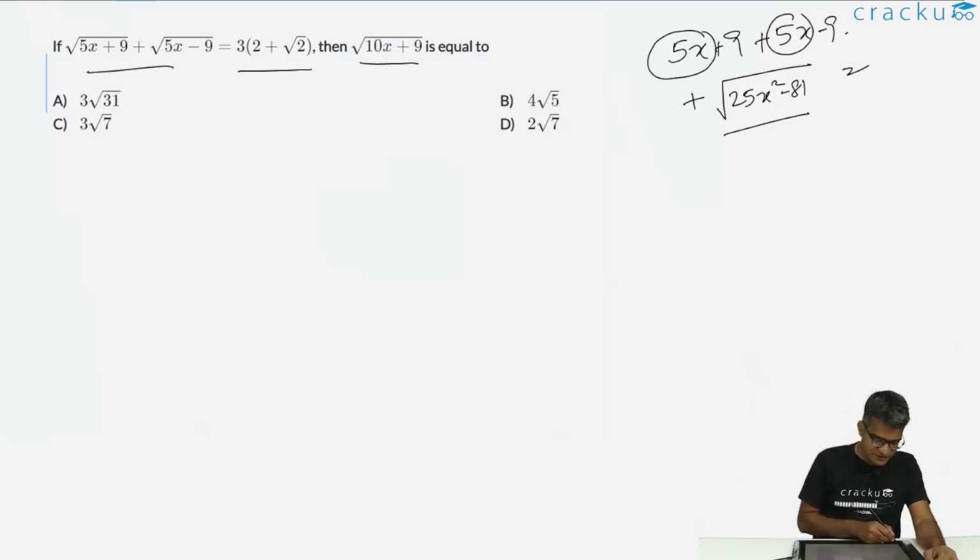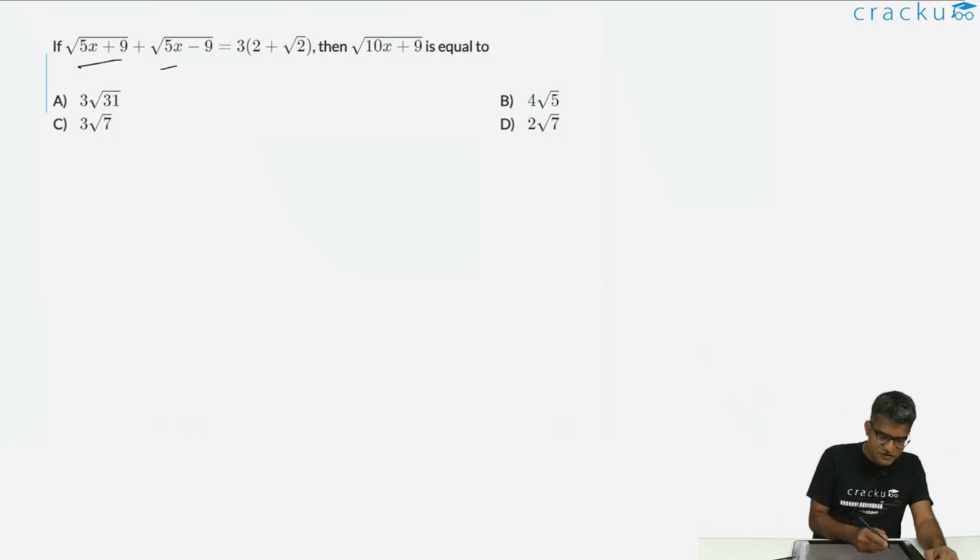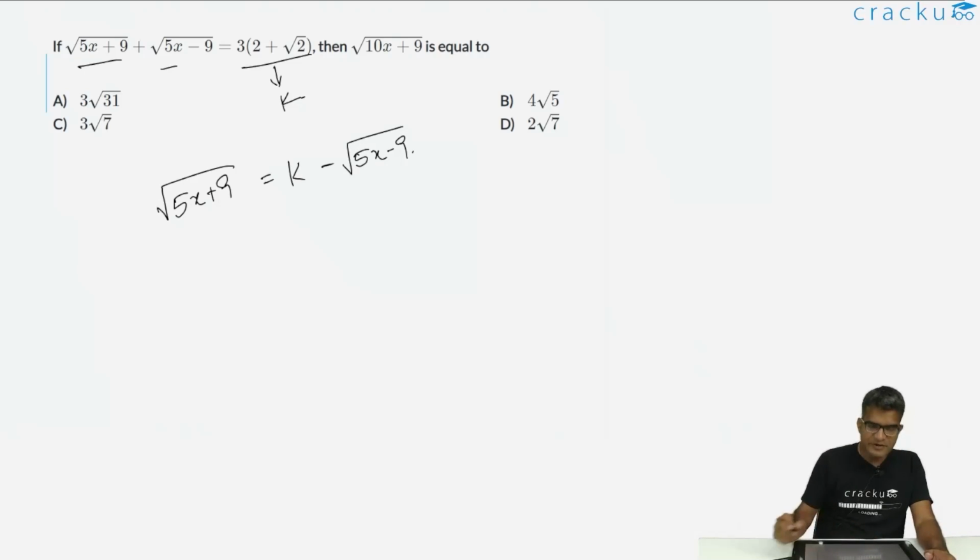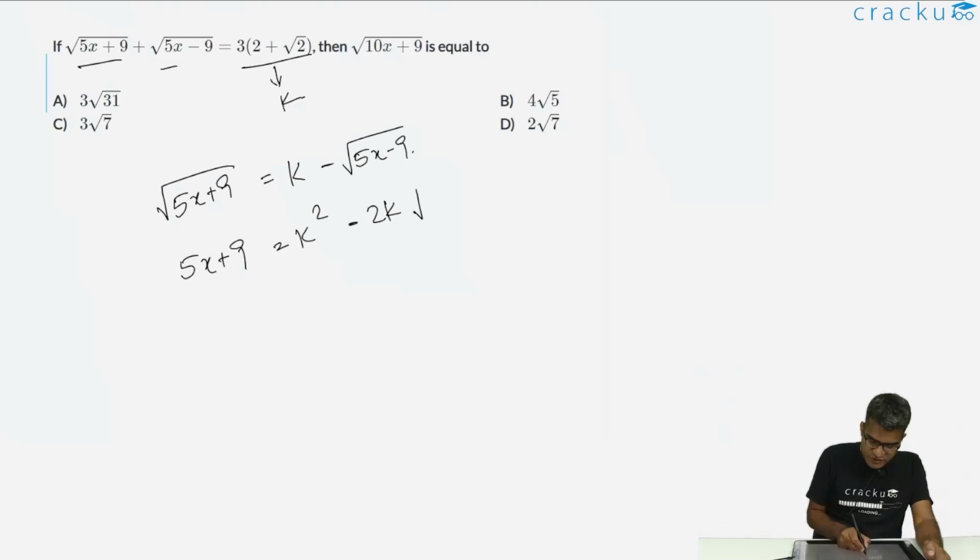The trick to solving these kinds of questions is by taking one of these two to the other side. That is, we'll make this square root of 5x plus 9 is equal to 3 plus 2 root 2. Just for the sake of explanation, let this number be equal to k. So this is equal to k minus square root of 5x minus 9. Because now if you square both the left hand side and right hand side, we'll get 5x plus 9 is equal to k square minus 2k into square root of 5x minus 9 plus 5x minus 9.